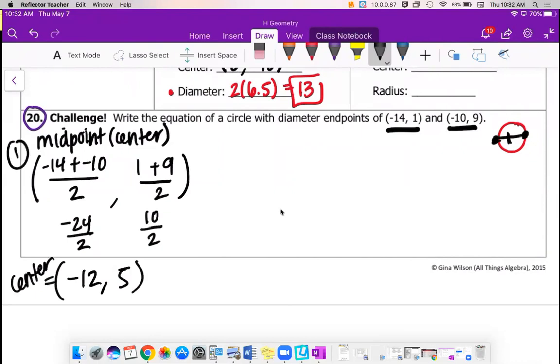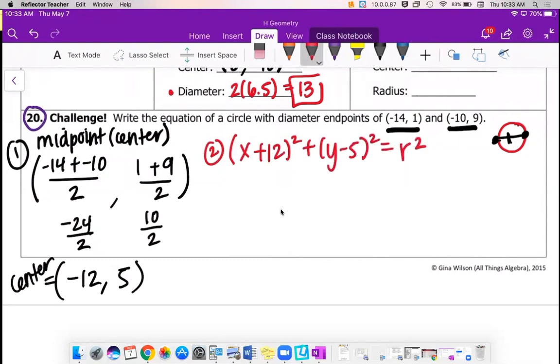And then we go into what we were doing up above. So step number 2, now I'm just going to write the equation I have. So I know this is x plus 12 squared plus y minus 5 squared is equal to my radius squared. Now in order to find the radius, don't we just take a point and plug it in? So let's take this point and plug it in, because I think it becomes a little bit nicer for me. So this is x and this is y. So I'm going to plug in -14 plus 12 squared, and then 1 minus 5 squared equals radius squared.